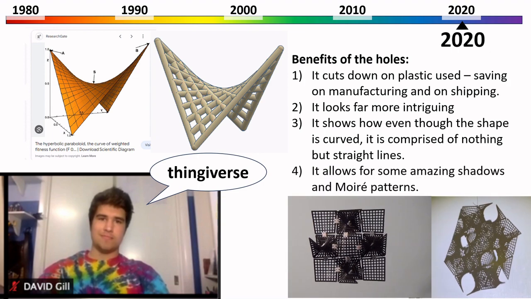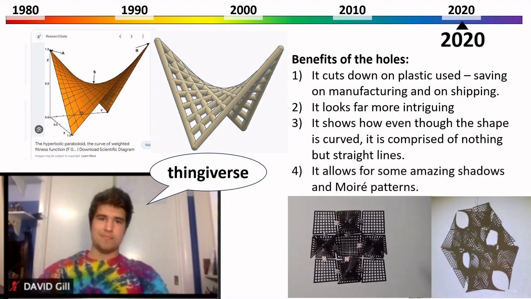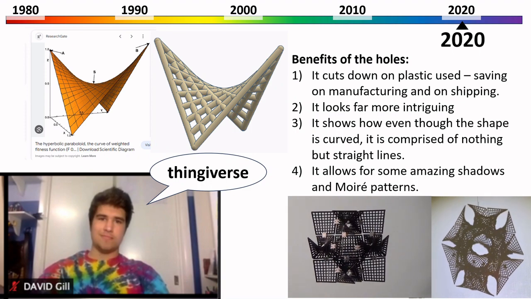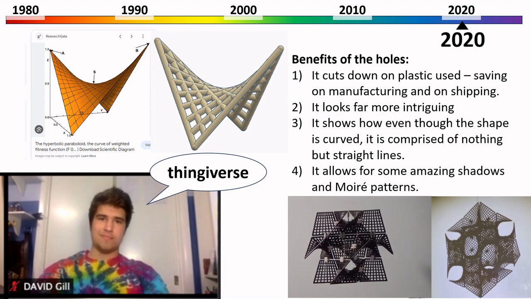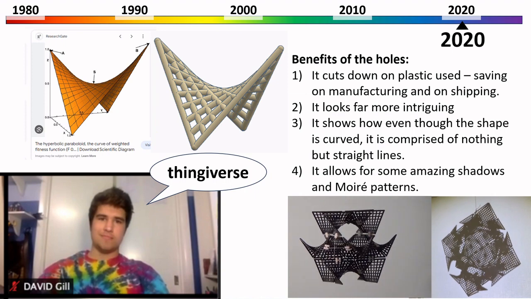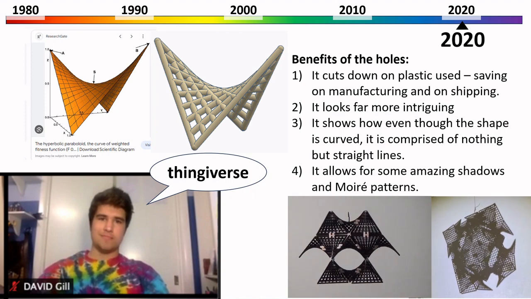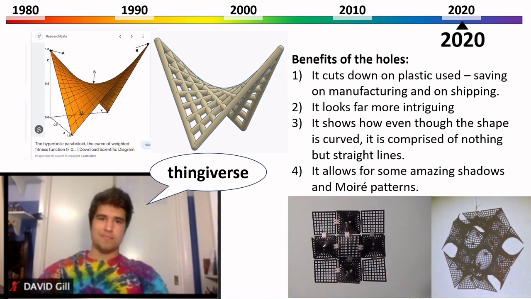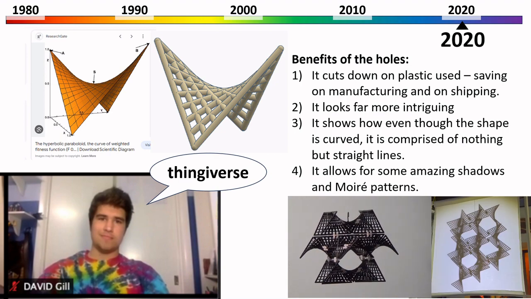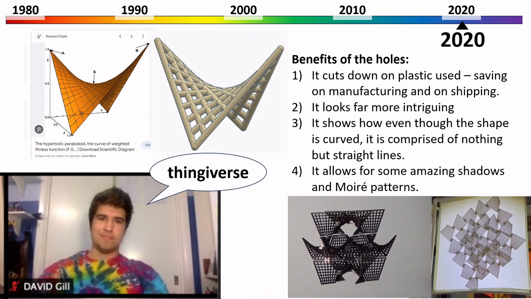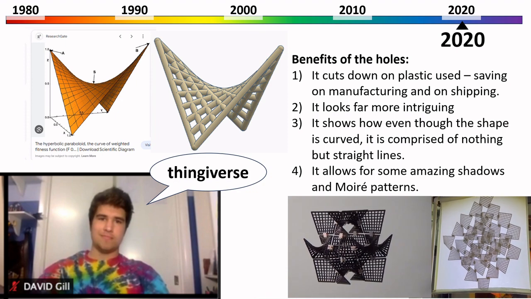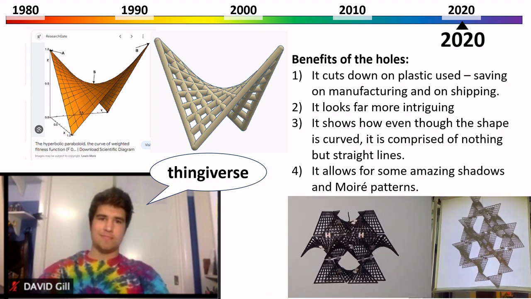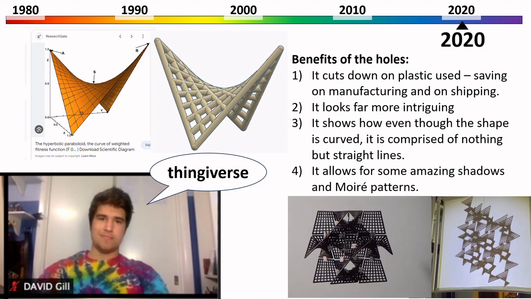It also allows for some amazing shadows and moire patterns. The thing on the left there is just a black structure that I have rotating, and you see some amazing moire patterns in that. And likewise for the one on the right, which is a shadow of one of the shapes, and it's just got all kinds of possibilities. Imagine those without the holes, and they would just not have those amazing images.